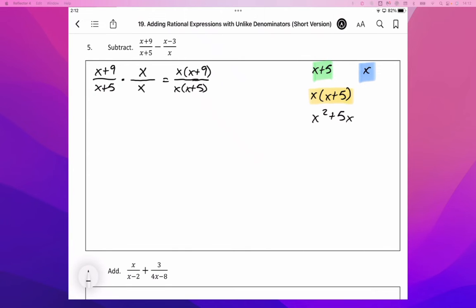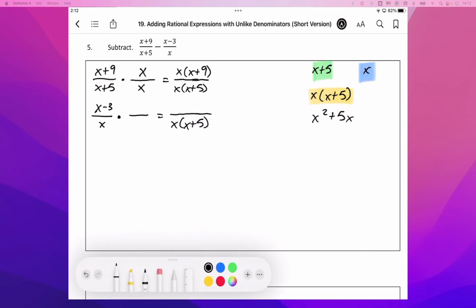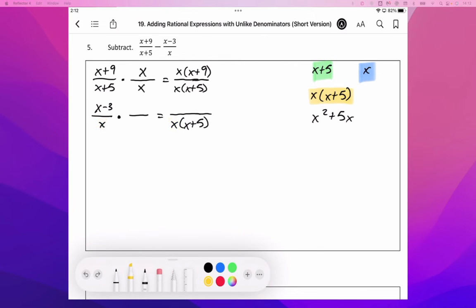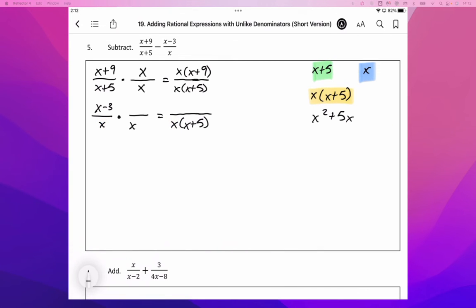Now the other fraction, we have x minus 3 over x times something gives us x times x plus 5. And as with the other one, we can see we have an x, so we are missing x plus 5. So I need to multiply by x plus 5. That will give me x minus 3 times x plus 5.